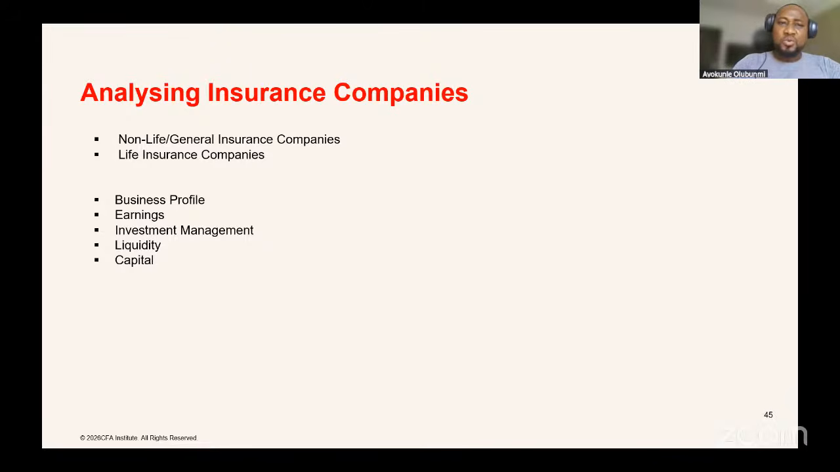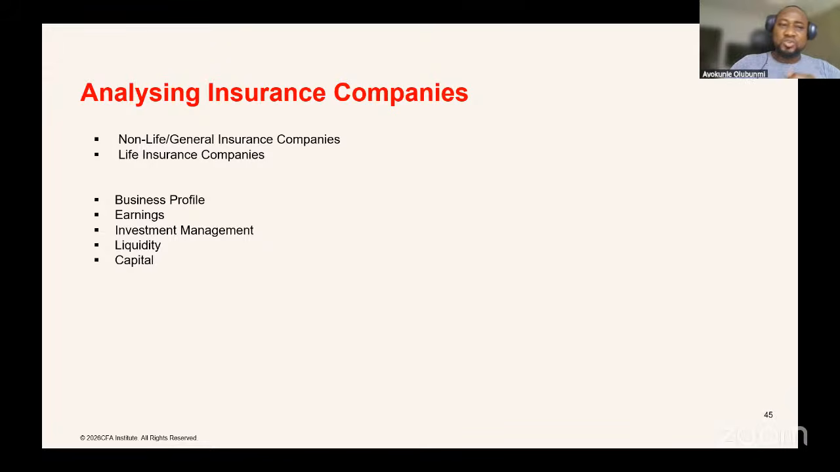Now, we can classify insurance companies broadly into two: non-life insurance companies and life insurance companies. Life insurance companies are simply companies that underwrite risks that have to do with life, health, and any related activities. While non-life insurance companies are insurance companies that focus on products that exclude life and medical related fields. Right? Another name for non-life insurance company is general. Some people call it general insurance company. So they mean the same thing.